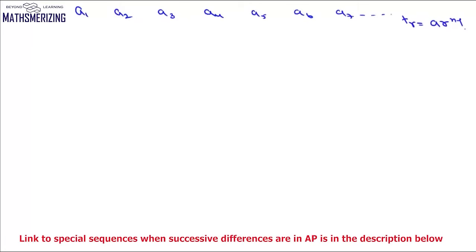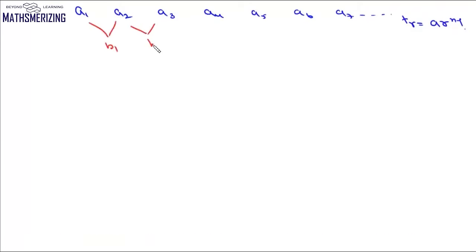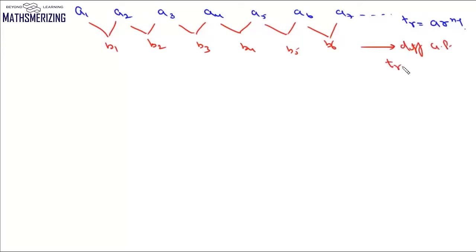Now, suppose the sequence is not in GP, we'll find their differences, say B1, B2, B3, B4, B5, B6. Now, suppose for this series, the difference is in GP. If the difference is in GP, then its nth term is given by A plus B into R to the power n minus 1.